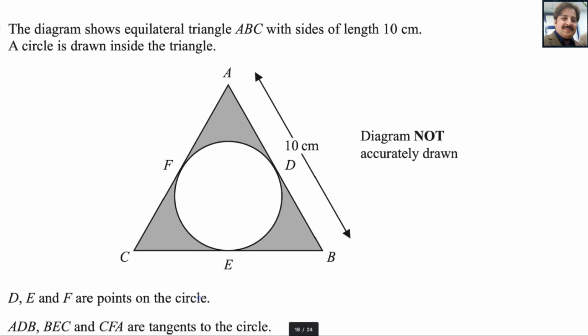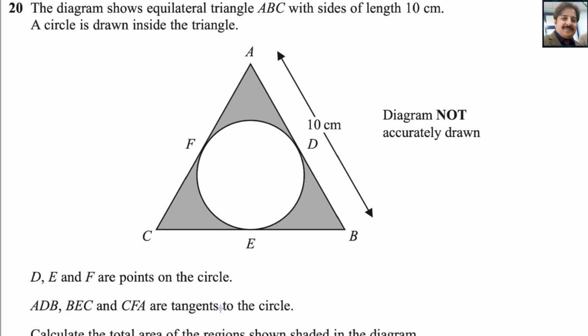Question number 20. The diagram shows equilateral triangle ABC, sides of length 10 cm. A circle is drawn inside the triangle. In an equilateral triangle, each angle is 60 for sure. This angle is 60, this angle is 60, 60. And all sides are equal as well.